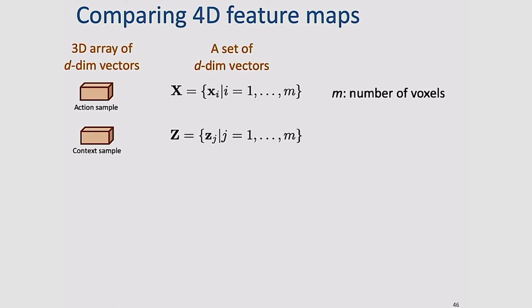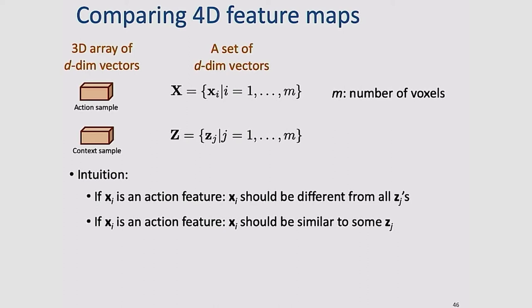And the intuition here is if HI is a context feature, it should be different from all of ZJ. And if HI is an action feature, then HI should be similar to some ZJ.